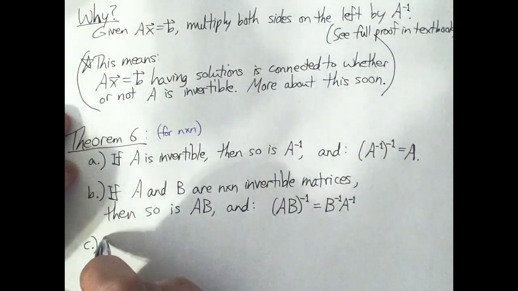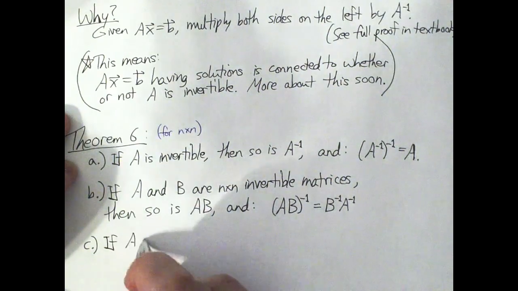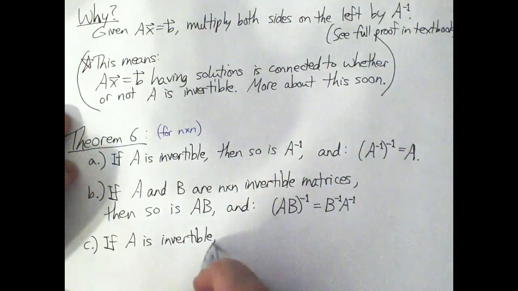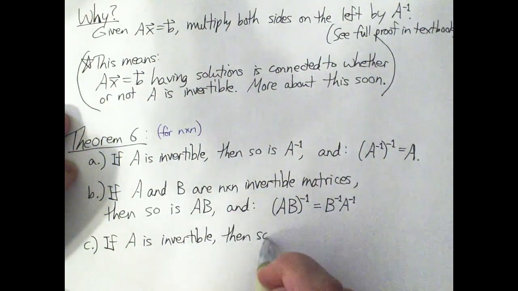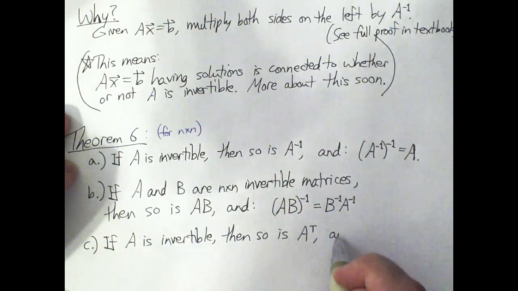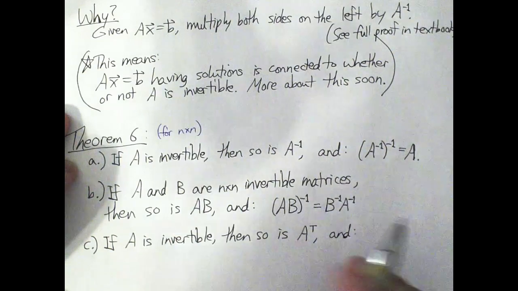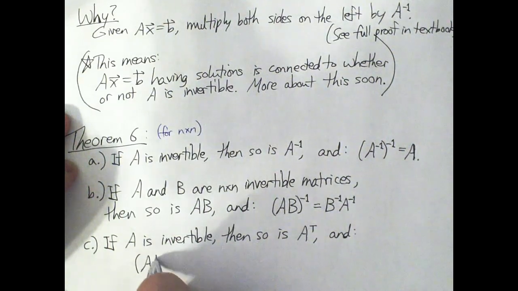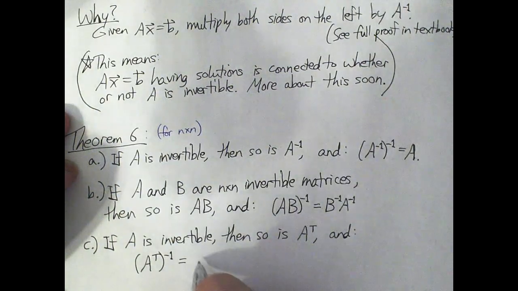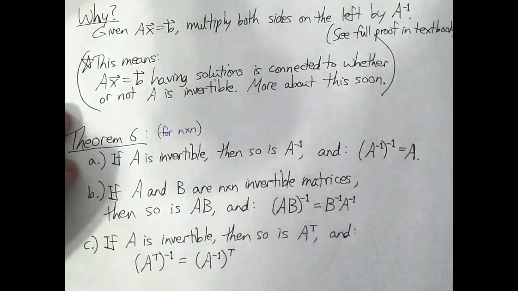All right, part C. This is the last part of this theorem. If A is invertible, then so is A transpose. And so A transpose inverse, the inverse of A transpose. You take A transpose and then you take the inverse of it, it's going to equal A inverse transpose. That's pretty cool.